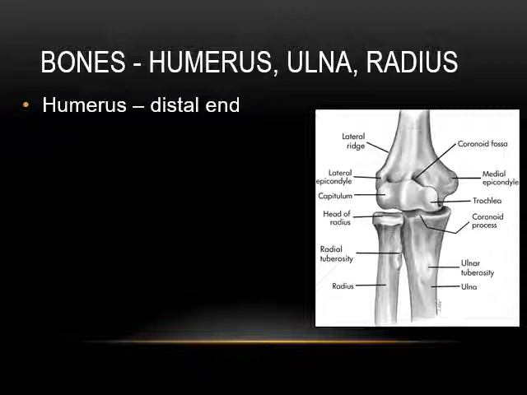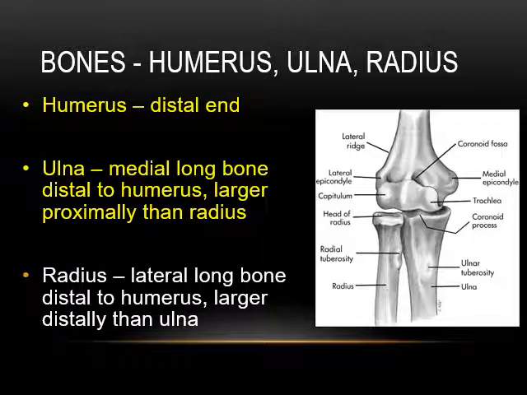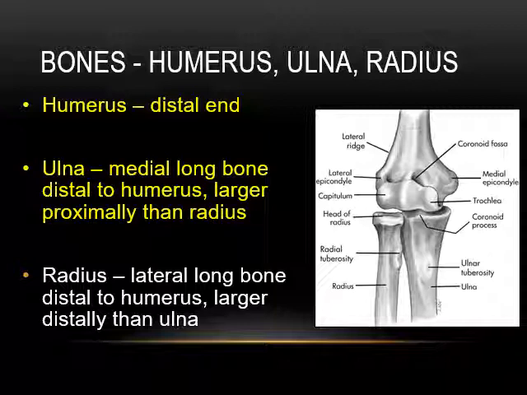That's an important thing to note, because when we look at the posterior side, you're going to see some different landmarks. The ulna is the medial long bone distal to the humerus. It's larger proximally than the radius. If you look at this picture, you can see that the proximal end of the ulna is larger than the proximal end of the radius. The radius is the lateral long bone distal to the humerus, and it's larger distally than the ulna. So when we look at the distal radial ulnar joint, you'll see that relationship changes.